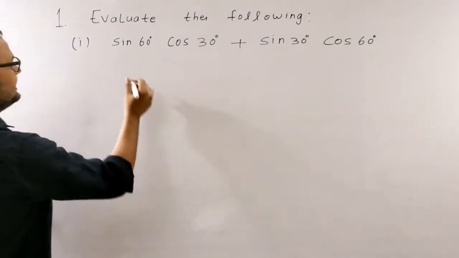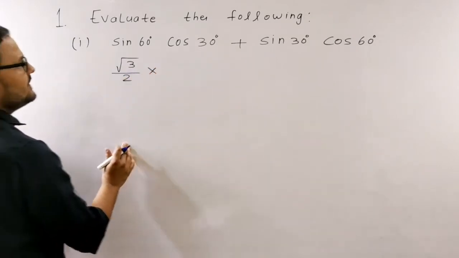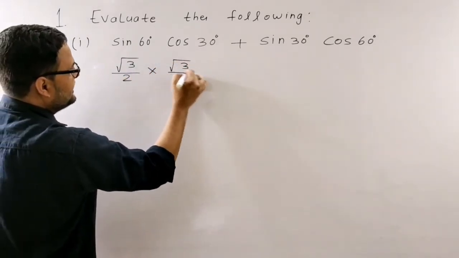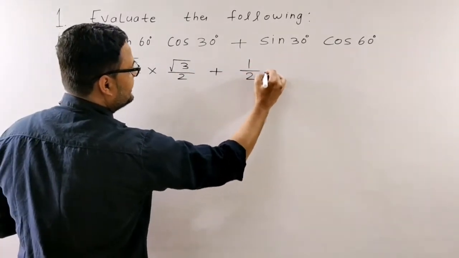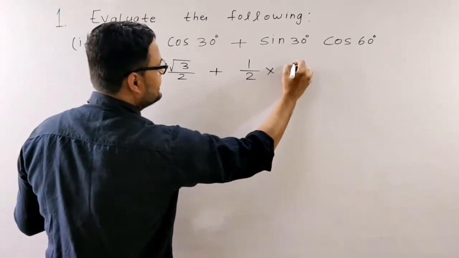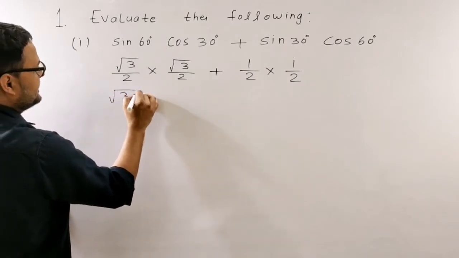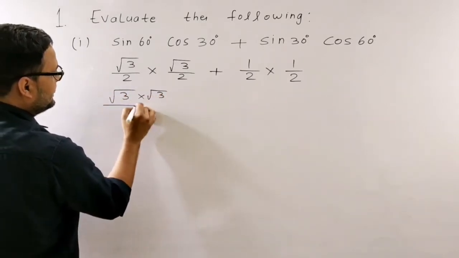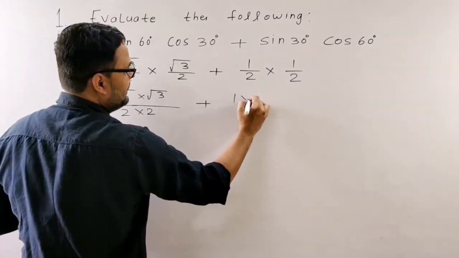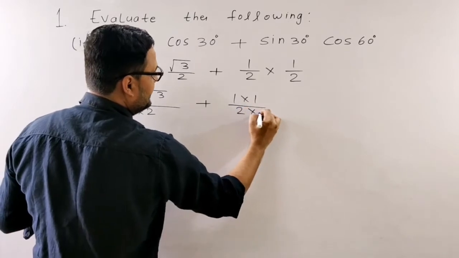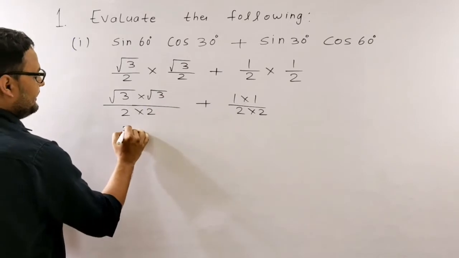Sin 60 is root 3 by 2 into cos 30 is also root 3 by 2. Then plus sin 30 is 1 by 2 into cos 60 is also 1 by 2. Now when I simplify, it means root 3 into root 3 divided by 2 into 2, plus 1 into 1 divided by 2 into 2. When I simplify root 3 into root 3, it will be 3.